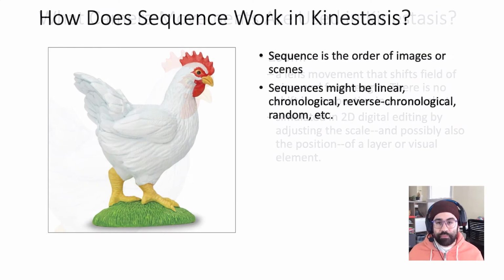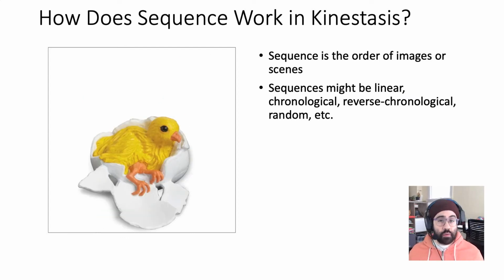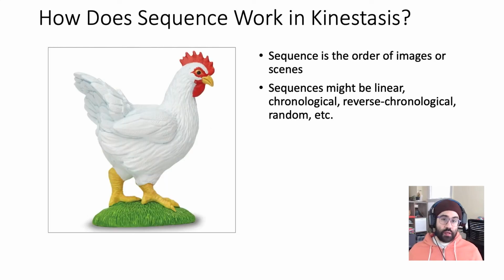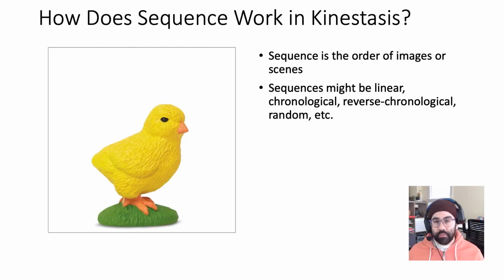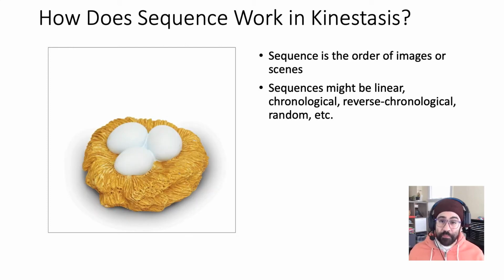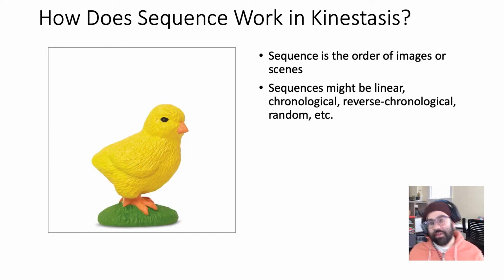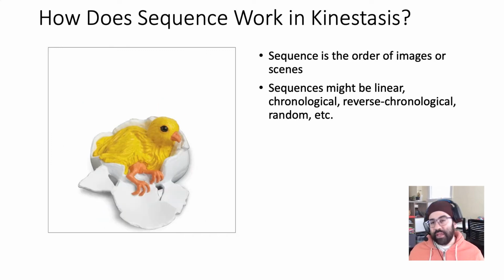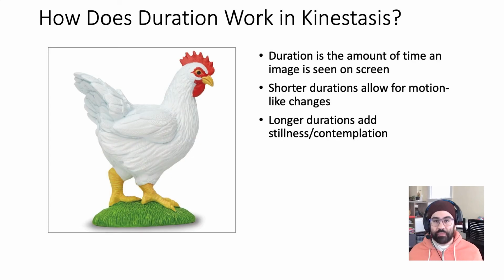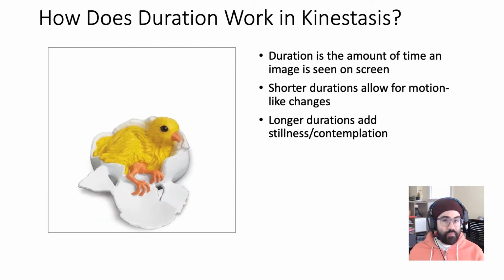Let's move on and talk about sequence. So quite simply, sequence is the order of images or scenes that we see. So sequences can be ordered in all sorts of different ways. They might be linear or chronological, reverse chronological, or random, just to name a few. Here we can see a reverse chronological sequence of a chicken becoming a chick, then becoming a newborn chick, and then becoming an egg.